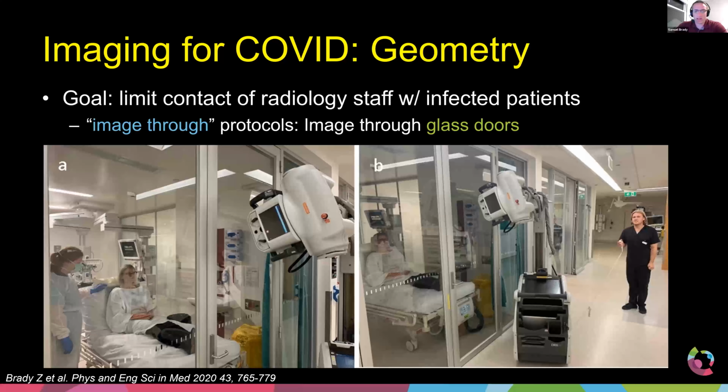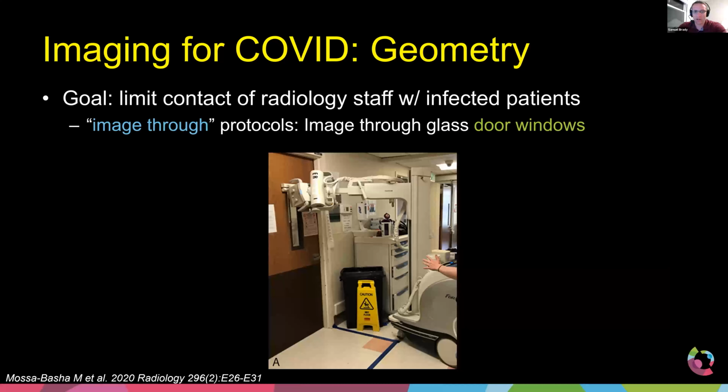So what is the goal? As I mentioned, we're trying to do our best to help the patients get the best images for our radiologist so they can work with their colleagues in the ER or in the ICU. But the reality is we can't get you, the technologist, and the machine exposed. So one technique that was developed very early on is what we call image through protocols. We are going to quite literally image through glass doors. We're going to image through doors with teeny little glass openings. We're going to image through whatever we can image through, right?